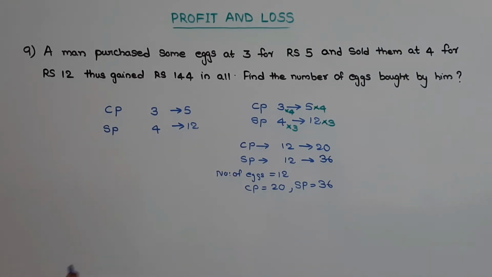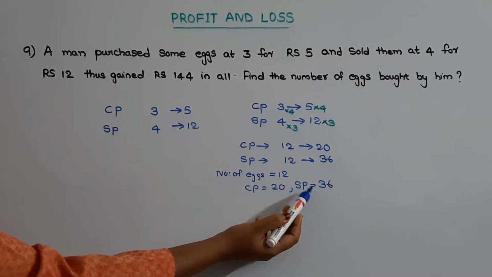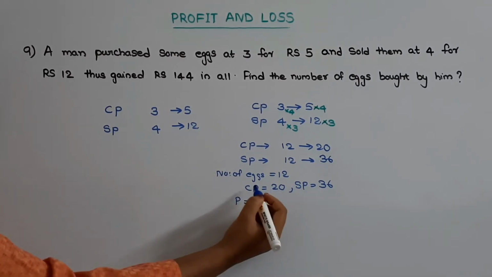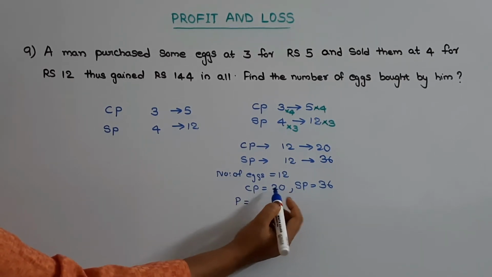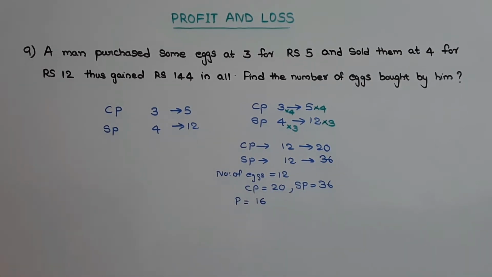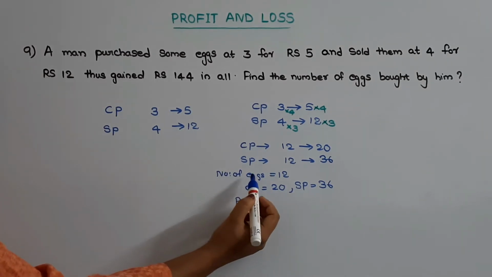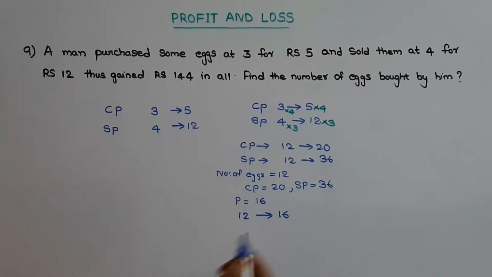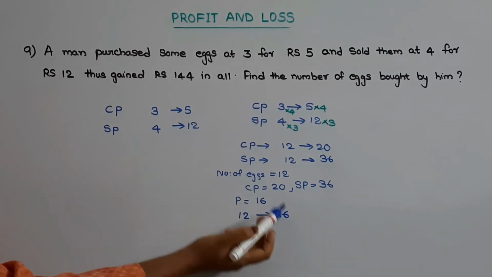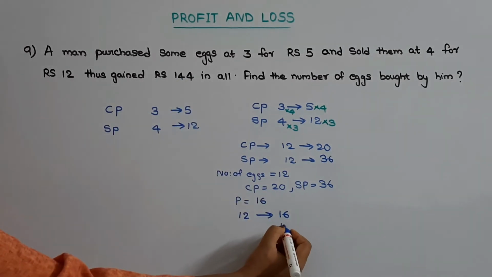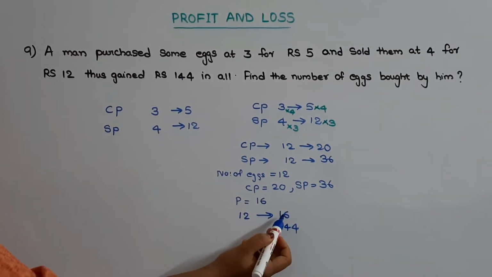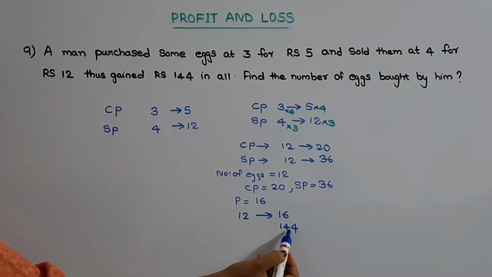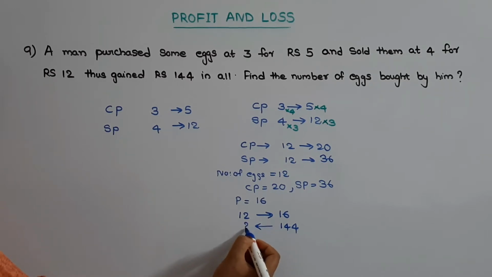Now what is the profit? If selling price is 36, cost price is 20, the profit will be equal to selling price minus cost price, that is 36 minus 20, which is 16. So when the number of eggs is 12, the profit is 16. But in the question, the profit is given as 144. So when the profit is 144, what is the number of eggs?